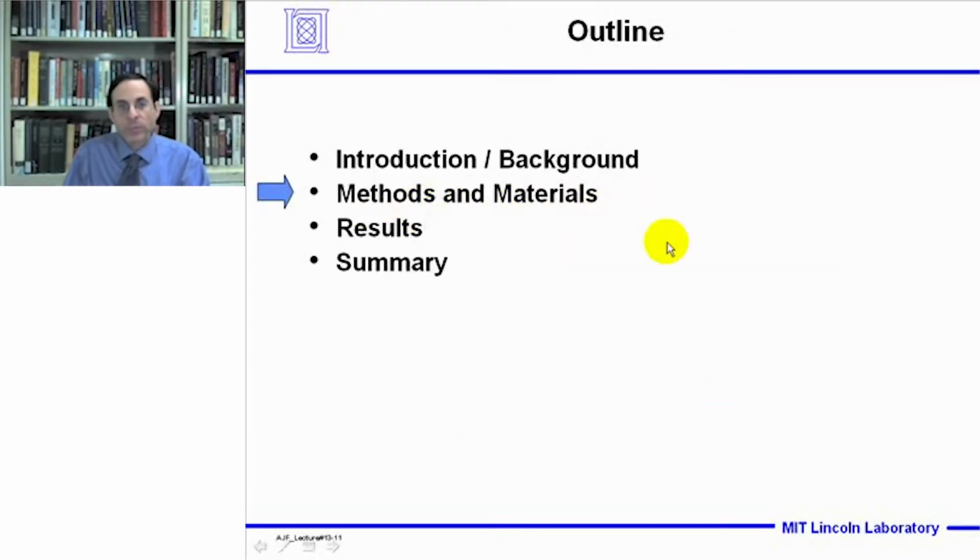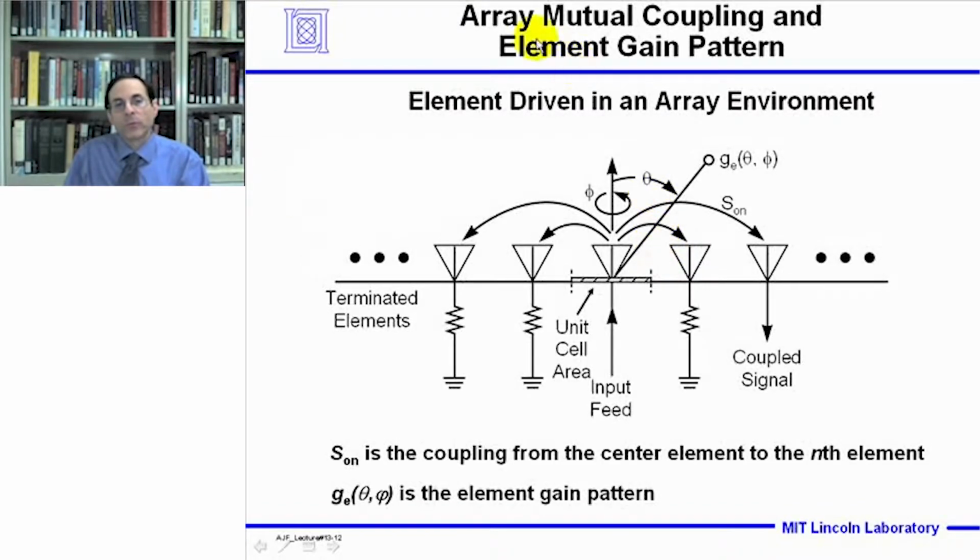Let's now talk about the methods and materials. So in this lecture we'll be talking about array mutual coupling and element gain patterns for the loop-fed slotted cylinder antenna. So in this diagram we have an element driven in an array environment. So the element will couple into the surrounding neighbors. If we have an input signal at the central element, it would couple into the other surrounding elements, which would normally be terminated in 50 ohm matched loads.